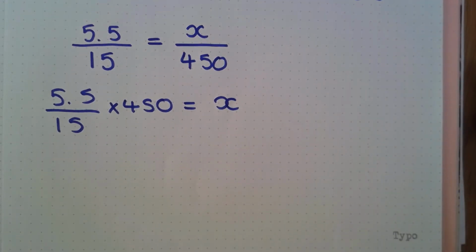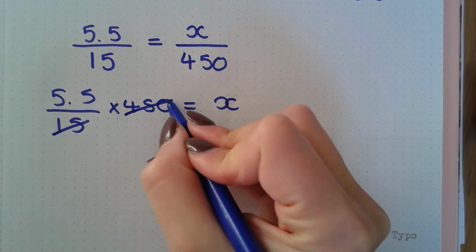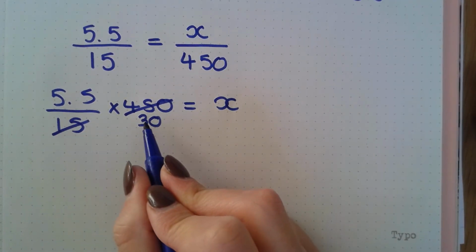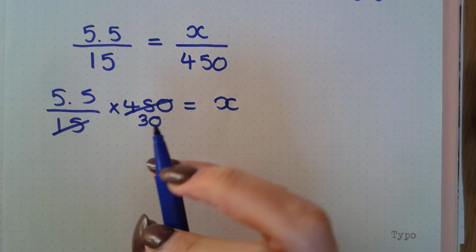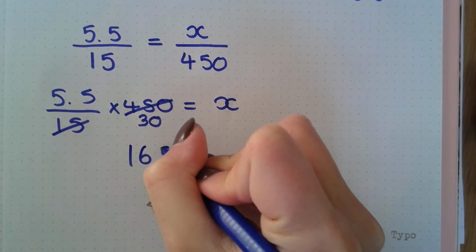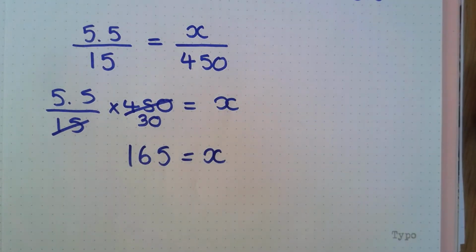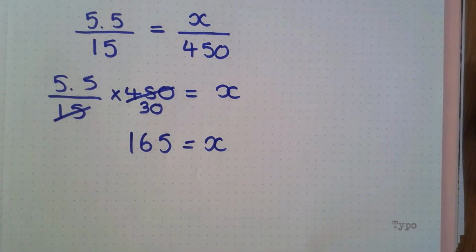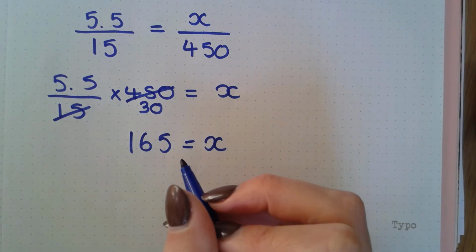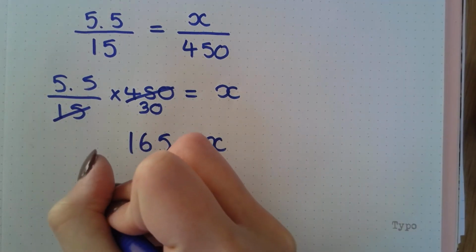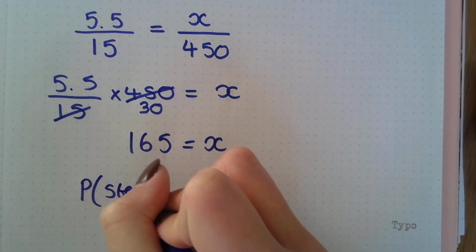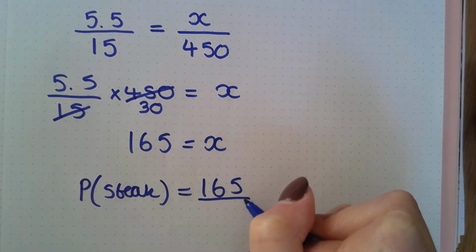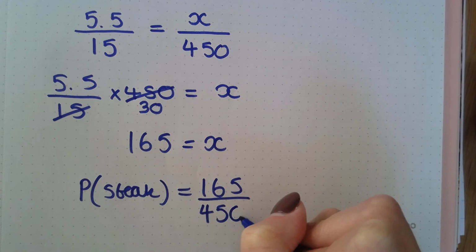Again, 15 goes into 45 3 times, so we can cancel that to make 30. 5 lots of 30 is 150, 0.5 of 30 is 15, so that's 165. This time we haven't finished. It didn't ask us to find the number of pies, it asked us to find the probability that the pies are steak. So the probability that it's a steak pie is 165 out of 450 pies.